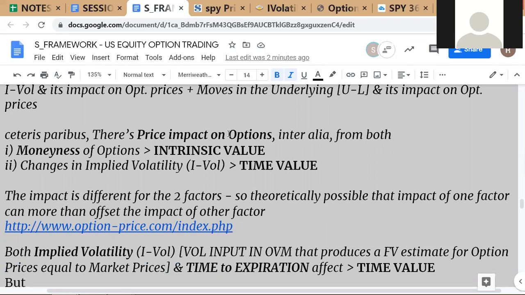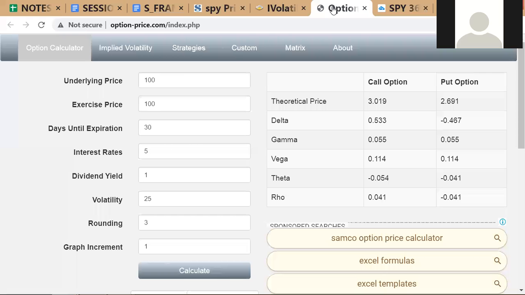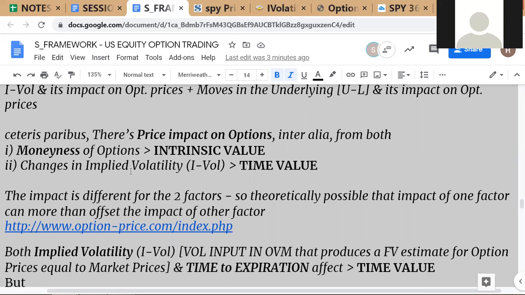So the first level question is, what is going to drive the changes in the option price? The answer to that is changes in the intrinsic value and the time value. And the second level question is, for each of these, what is going to drive changes in the intrinsic value and what is going to drive changes in the time value? The answer to the first one is movement of this. And the answer to the second one is changes in the eyeball.